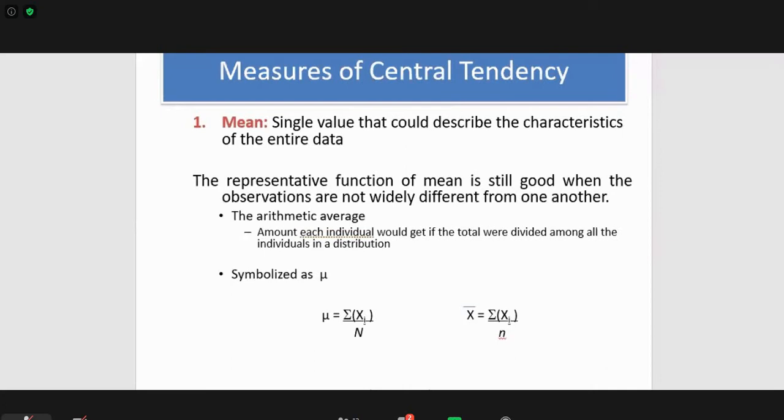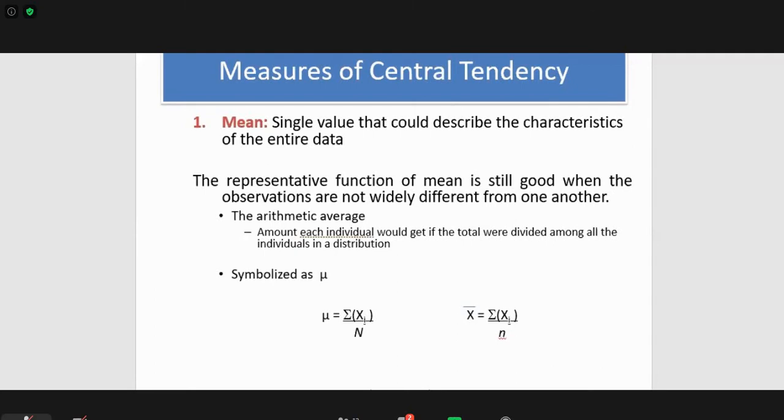So the mean is a single value that could describe the characteristics of the entire data. The representative function of the mean is still good when the observations are not widely different from one another. It's symbolized as mu. This is the formula we use for calculating the mean: mu is equal to sigma, or summation, of xi upon n. Now, here you have two formulas.